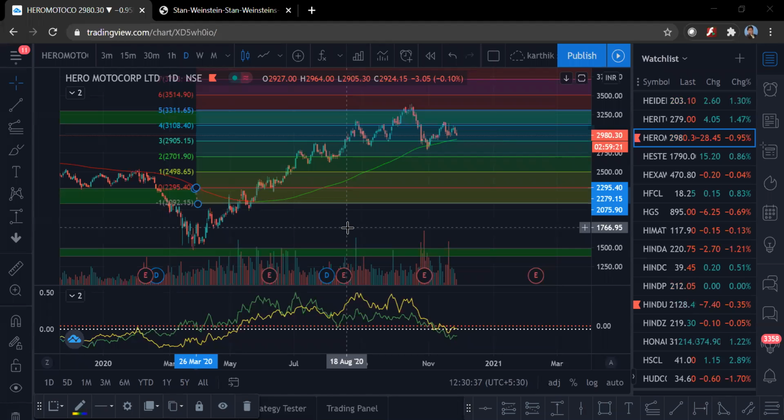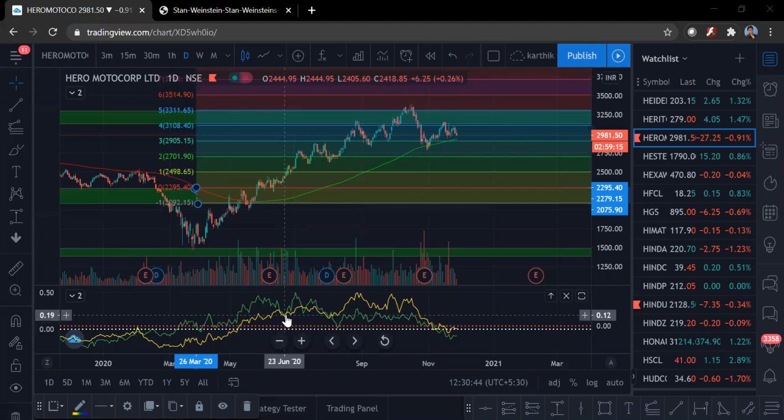And there is one important message that I wanted to say. The indicator that I've talked about, relative strength, I've learned this from Premal sir. So I want to give all the credit to him for teaching me this.